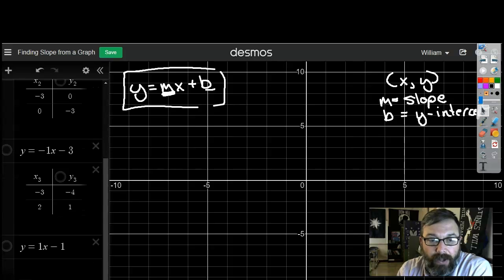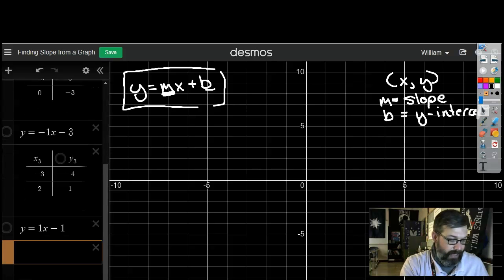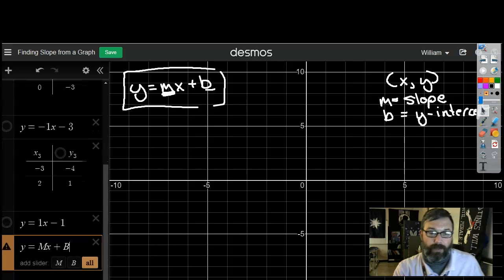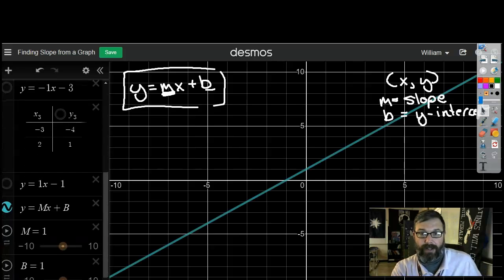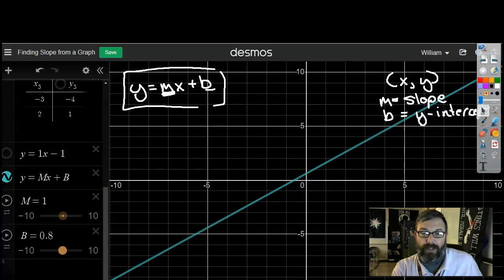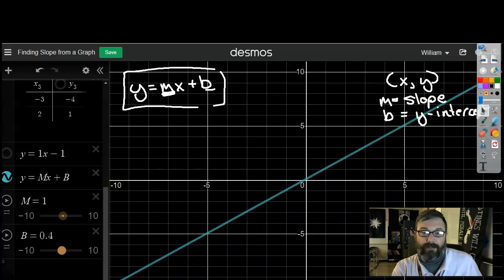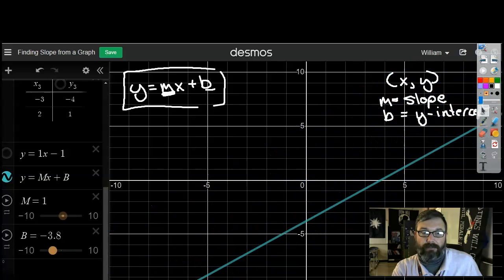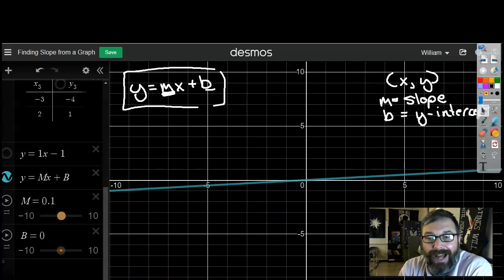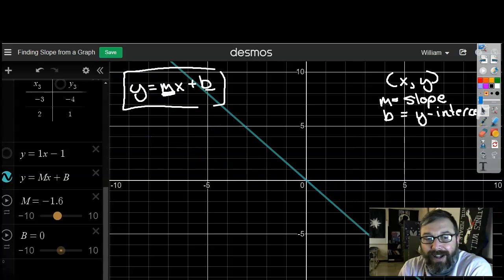Let me add another line down here. And we'll add y = mx + b. And I'm going to add a slider for all of these. So the b we are going to pretty much leave alone, but it slides the line vertically up and down. Okay. And then my slope, my m, will actually rotate that line.